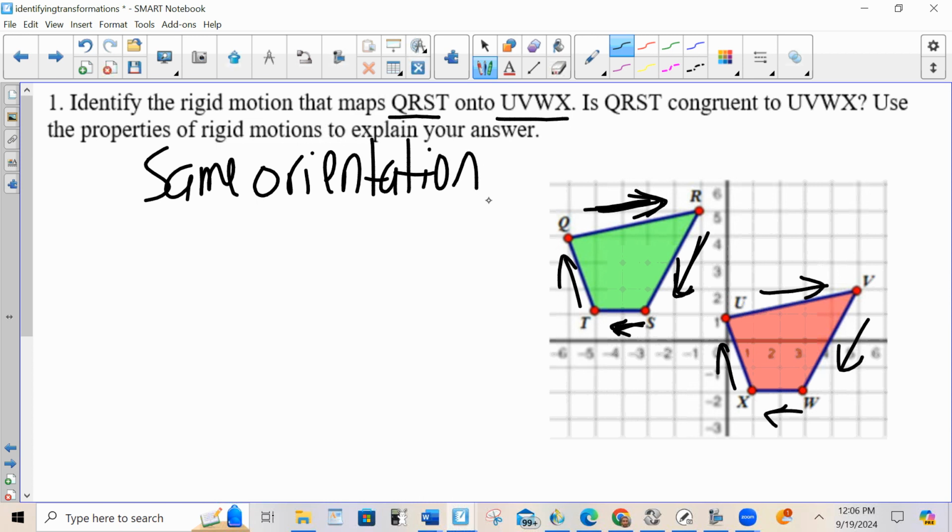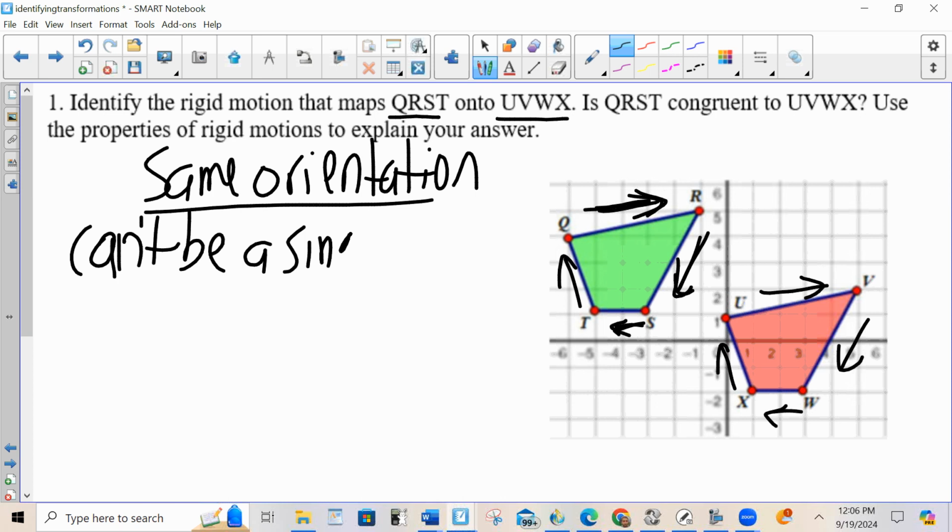If it has the same orientation, I know that it can't be a single line reflection. So what can it be? Well, since a point reflection is a rotation, we're not really going to talk about point reflections unless it tells us to. So let's just look at it as a translation and a rotation. You have to use a little bit of geometric common sense here. What's happening here? Is it a rotation or a translation? It's a translation. It was slid.